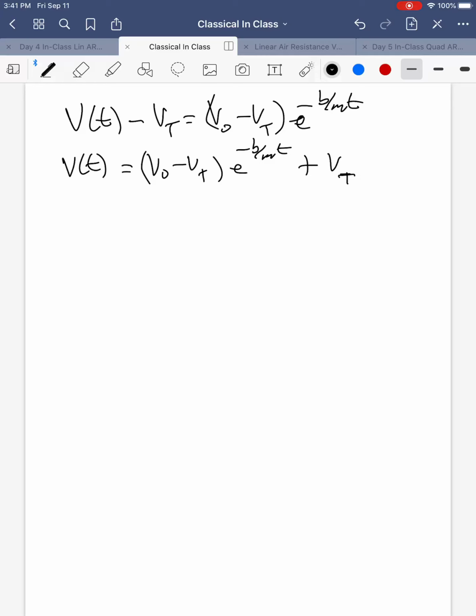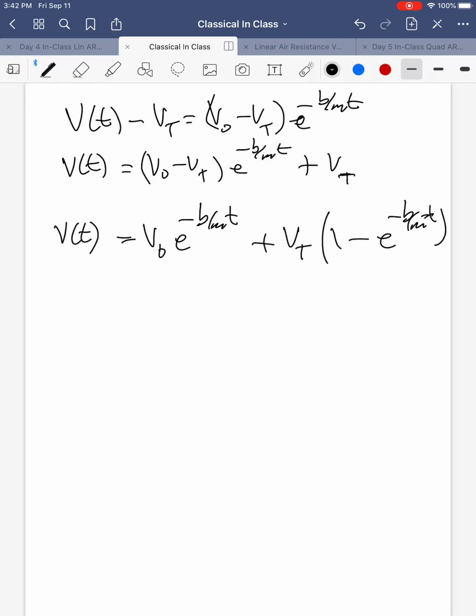Right? And now, so you could leave it like that, but to help us better understand what's going on, I'm going to separate it out so that I have one term with v naught and the other term with v terminal. So I'm going to put v naught over here. And then what do I have over here? I have a v terminal all by itself and v terminal times this exponential. So I can pull the v terminal out: 1 minus e to the minus b over m t.